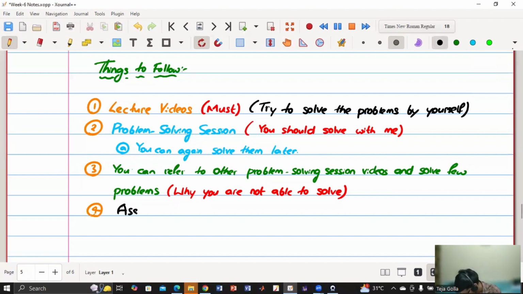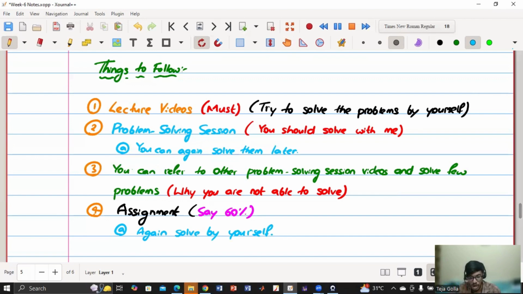In the assignment, say you are able to solve 60%. Then after the assignment, once the key is released, you can see where you have made mistakes, and then first try to solve again by yourself. Solve again by yourself where you have lost marks, and see whether you have made any calculation mistake or any silly mistake or not.